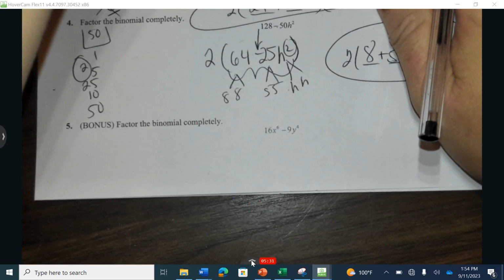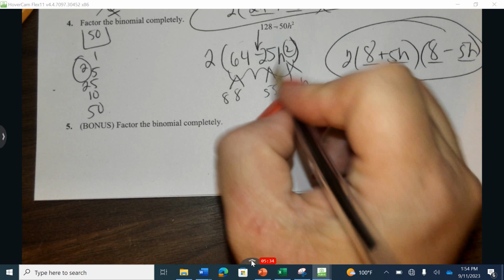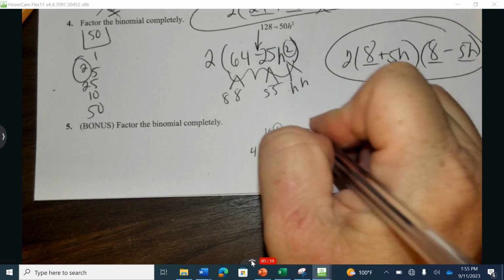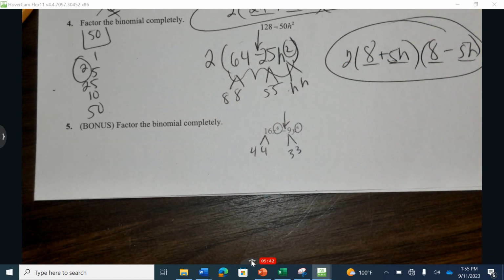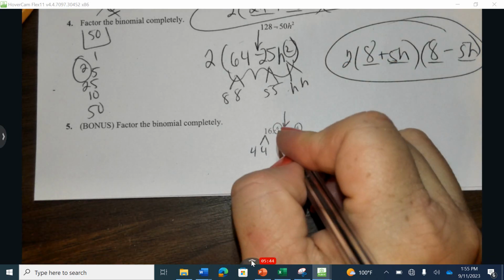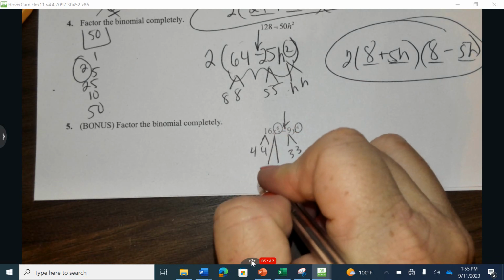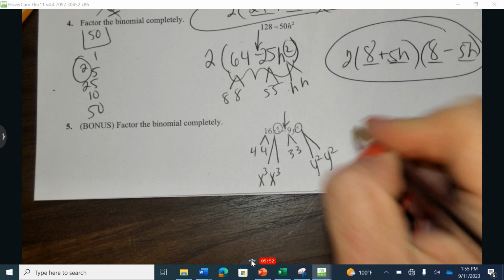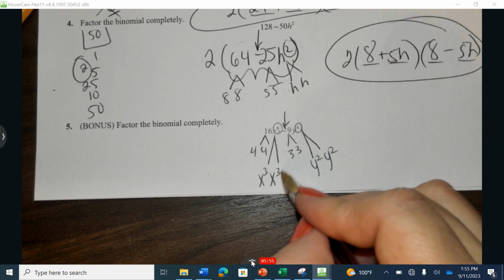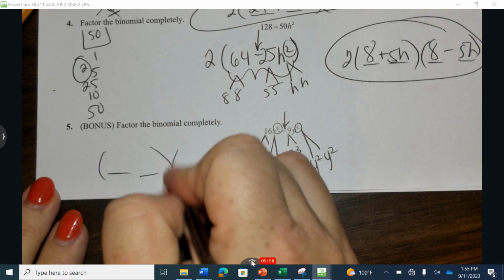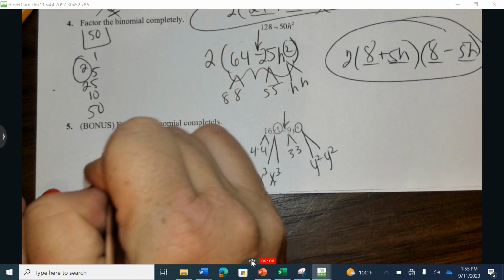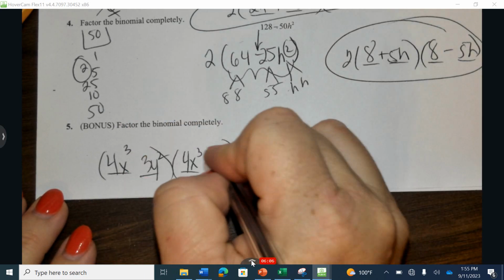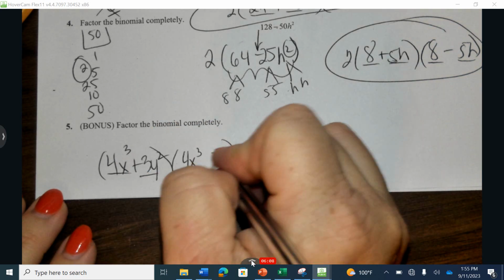Let's look at this bonus problem. 16 and 9 are both on the list, 4 and 4, 3 and 3. Both exponents are divisible by 2, and I have subtraction. So if I take this exponent and divide it by 2, I get x to the third and x to the third. Divide 4 by 2, I get 2 and 2. These have to add up to the exponent 4, and 3 have to add up to 6. So 2 parentheses, 4's and x's come from the front, and 3's and y's come from the back. One is positive, and one is negative.